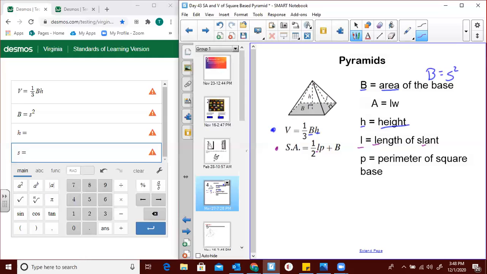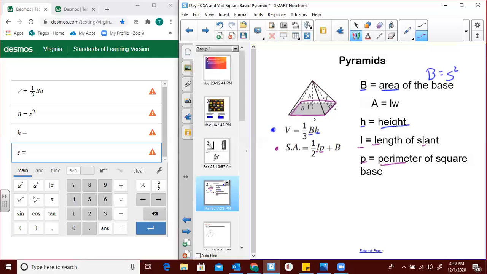We're dealing with the outside of it. So our slant is going to be this L on the outside. The slant is going to be on one of the faces of the outside of the pyramid, which is a triangle. It's going to go down the middle of the triangle on one of the faces, one of the sides. So it's going to be our length of slant, L. P is going to be our perimeter, just like we had those sides before when we were figuring out big B. That's the perimeter of the square base.